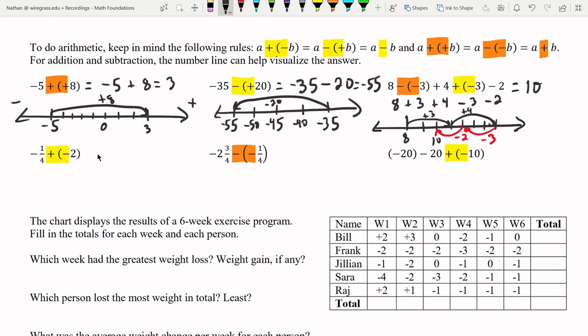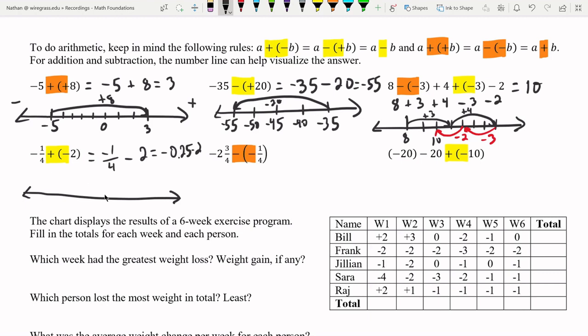Okay, for this one, we have negative 1/4 minus 2. This is the same thing as saying negative 0.25 minus 2. Either way you do it, you can just draw out a number line like this. It's going to be a little bit harder to show on a number line because we're talking about decimal numbers, and it's not as easy to see as these integer numbers are. But we can still do it, right?